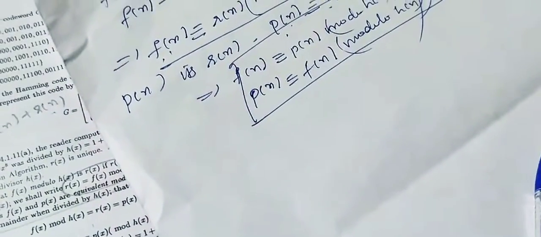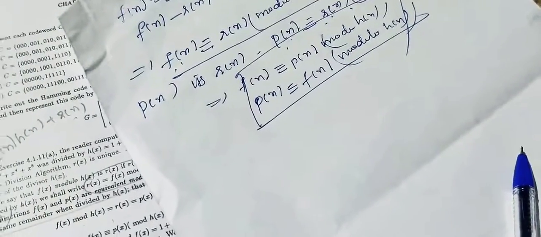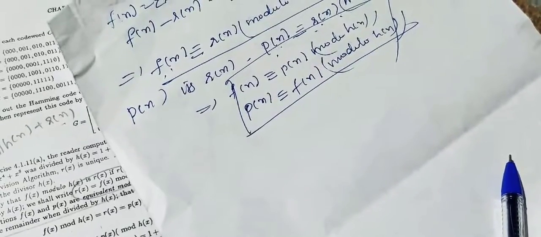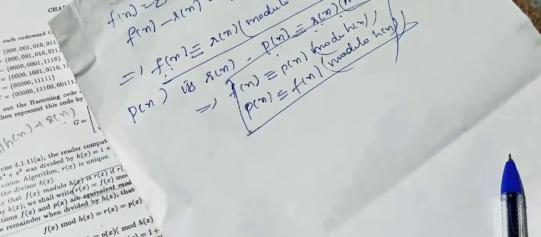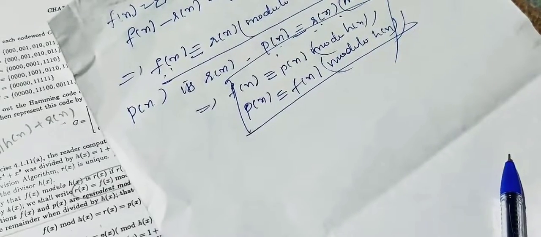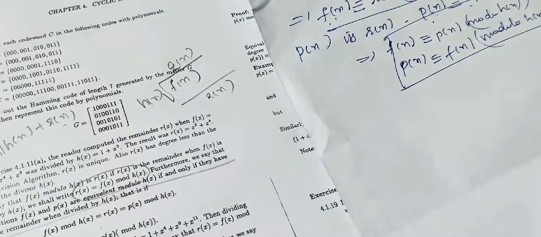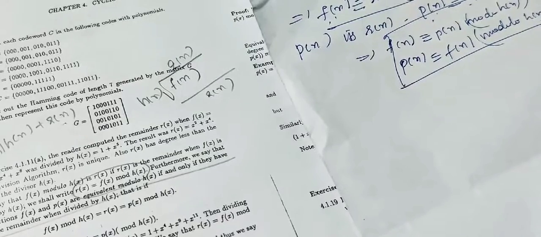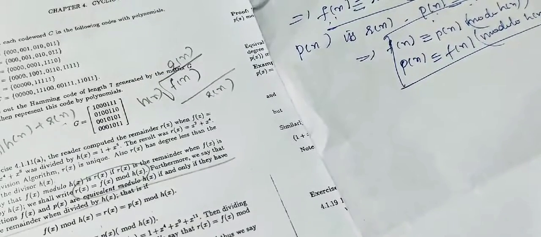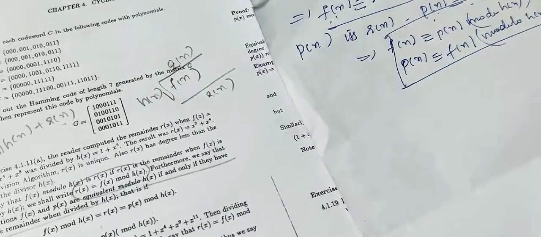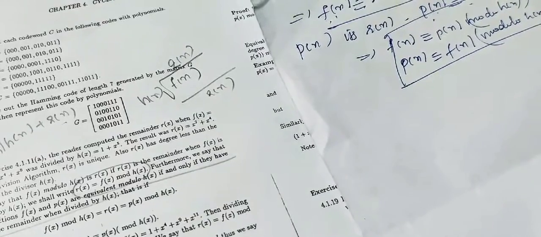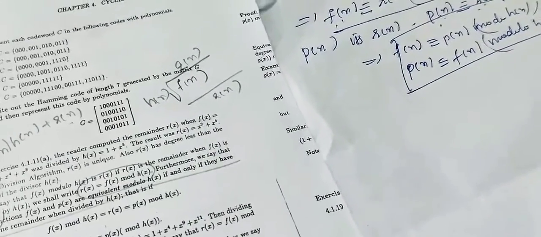So when f of x and p of x are two polynomials, both of them have a common remainder. So f of x is congruent to p of x modulo h of x, and also p of x is congruent to f of x modulo h of x. That means f of x and p of x are equivalent modulo h of x if and only if they have the same remainder. So if two polynomials have the same remainder, f of x and p of x, they are what? Equivalent. Clear?